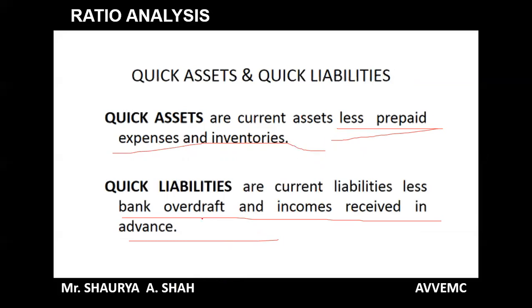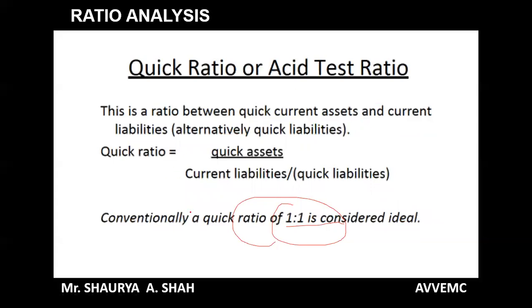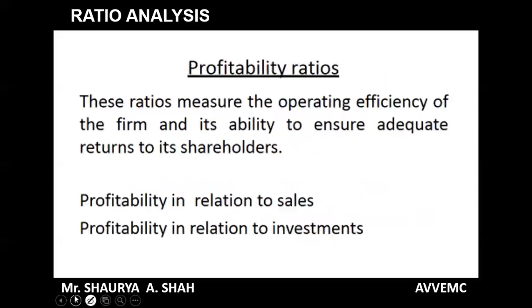So current assets less stock, less prepaid expenses gives you quick assets. Current liabilities less bank overdraft and income received in advance gives you quick liabilities. So quick assets upon quick liabilities gives you quick ratio. Is it clear? Or we can say acid ratio.